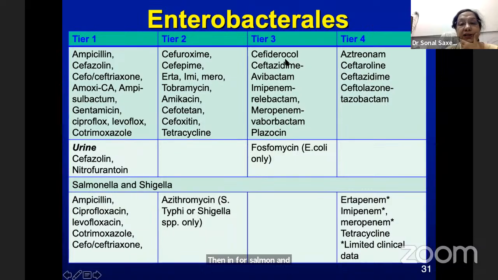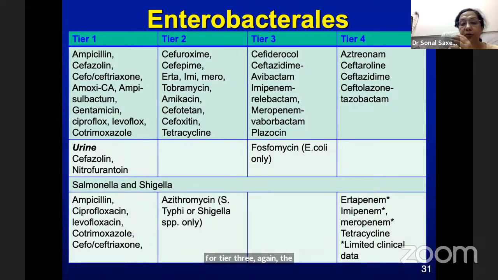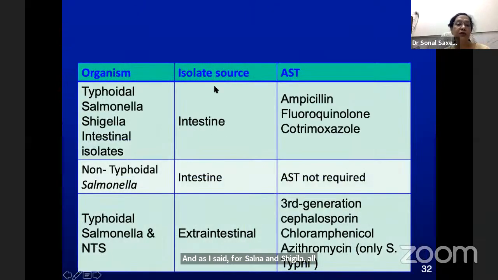For tier 3, again, the higher ones, the ones which are still being held upon. These are carbapenem and inhibitors, and cefiderocol and ceftazidime-avibactam. And for urine, fosfomycin, E. coli only. Tier 4 is aztreonam, all these again, which have got certain beta-lactam inhibitors attached to it. And as I said, for Salmonella and Shigella, all these have got limited clinical data, so they are not going to tell you what it is.